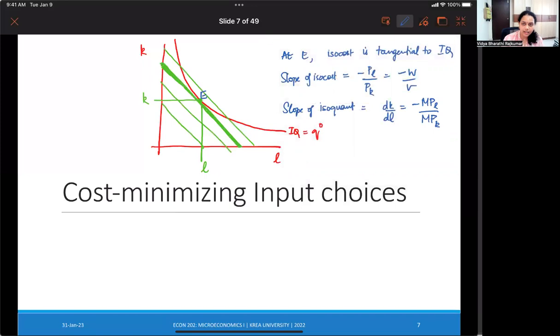And by just looking at the graph, we know that at point E, these slopes should be equal to each other. That means minus W by V will equal minus MPL over MPK. You can just cancel out the negative signs, and this condition will hold at the optimal solution. So at the cost minimizing choice of inputs, the ratio of prices of these inputs will also equal the ratio of their marginal products. So let's study this more systematically.